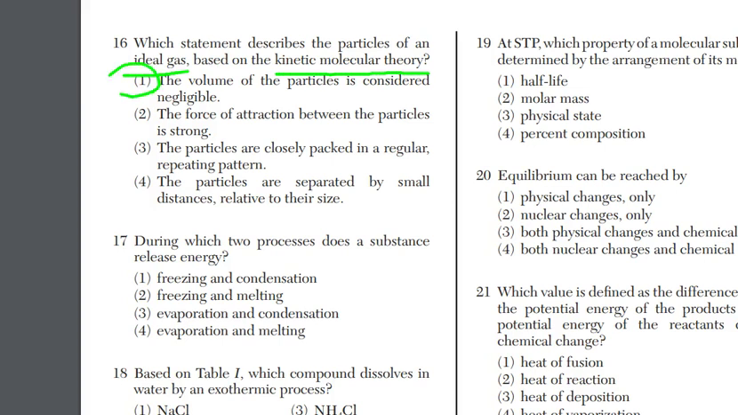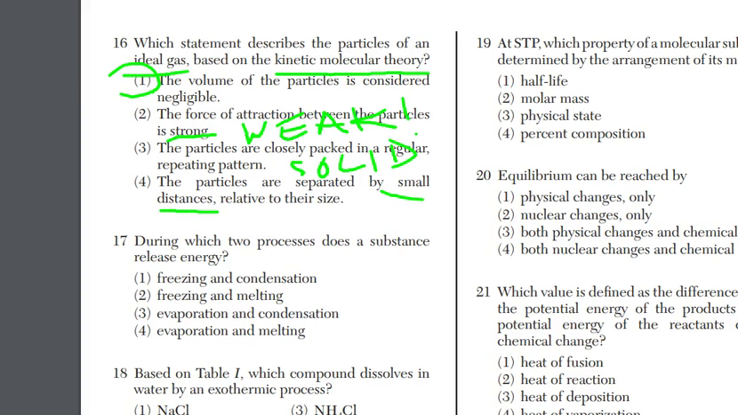Now, another big thing about ideal gases is we're saying that the forces of attraction between particles is not strong, it is weak. For 3 and 4, this really just has to do with phase. Particles that are closely packed in a regular repeating pattern, we would say that's the solid phase, not the gas phase. And then, of course, particles separated by small distances, that would be either liquid or solid. So this whole idea of ideal gases are conditions that we're saying, or an oversimplification, so we can go ahead and look at the behavior of gases and the calculations using the combined gas law.